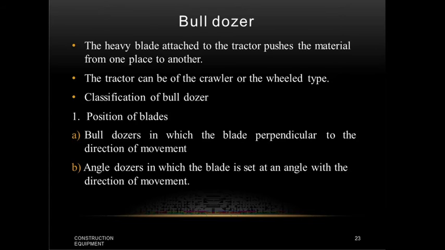Bulldozers are classified on the basis of position of blade. Okay, so it is classified basically into three types. The first one is according to the position of blade. Next, based on the mounting, and according to the type of control.